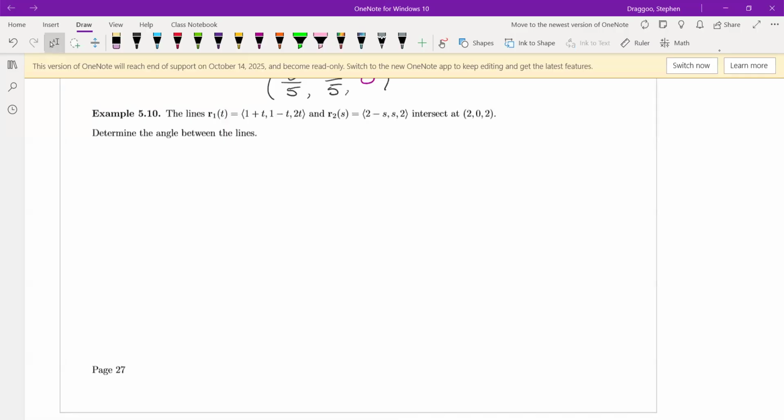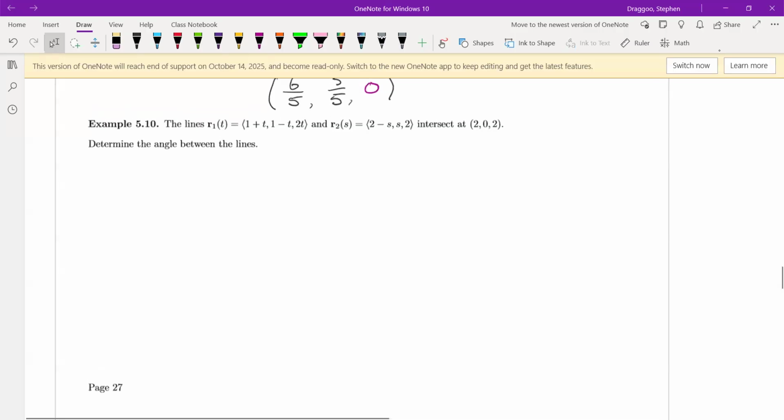Right. And one more thing here. We want to take the two lines, R1 and R2, and say that they intersect at (2, 0, 0). I want to find the angle between the lines. So if I want to find the angle between two lines, I know that the only thing I really need are its vectors.